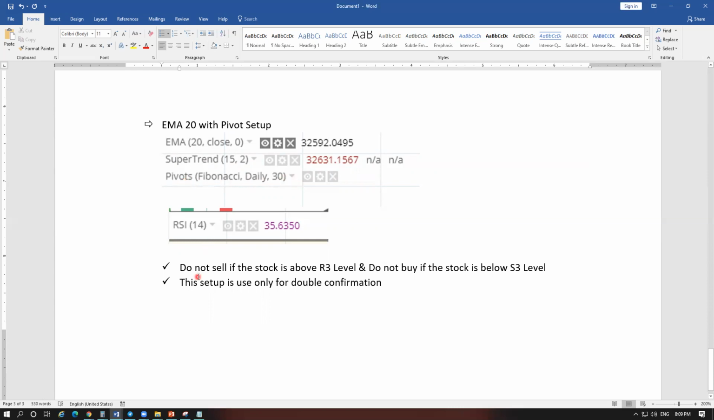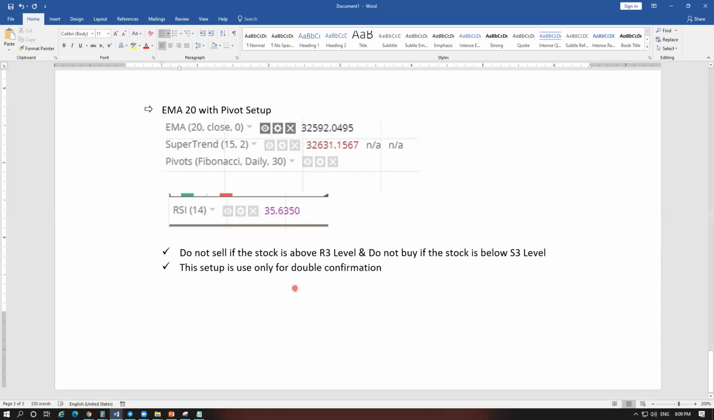If you plot a pivot, do not sell if the stock is above R3. If there is a buy confirmation and the stock went above the R3 level, you do not short sell it. You have to buy only if it is above R3. Similarly, do not buy if the stock is below the S3 level. I will show you in the chart after a few minutes. This setup is used only for double confirmation, like I already said.